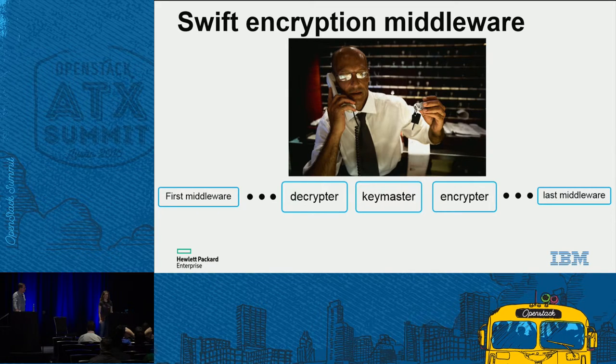The role of the keymaster is to, of course, provide keys to the encryptor and decryptor middleware. So it does this via a callback method. And another role is it decides when it's necessary to encrypt or decrypt an object. So if it decides that it's not necessary, then it sets an override in the environment.